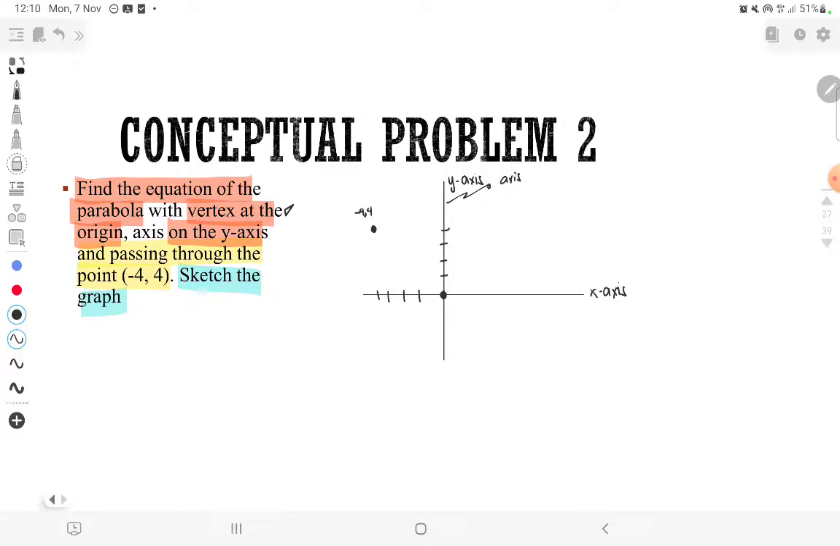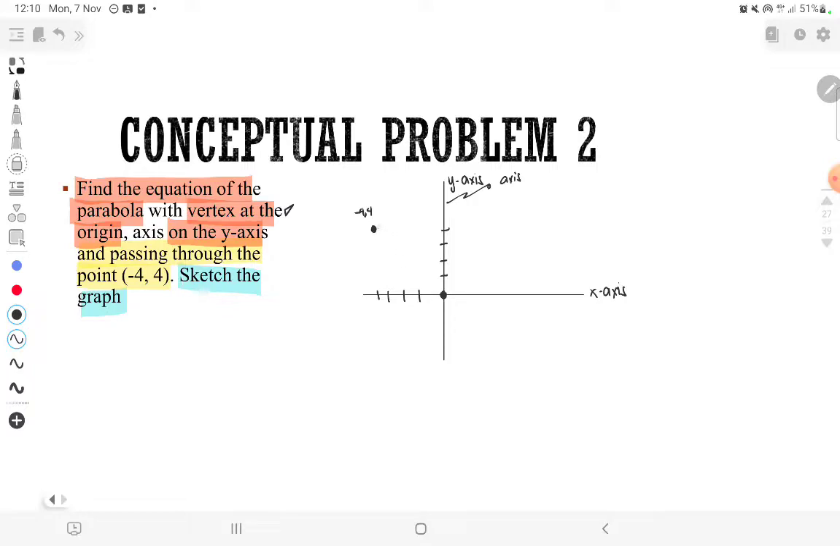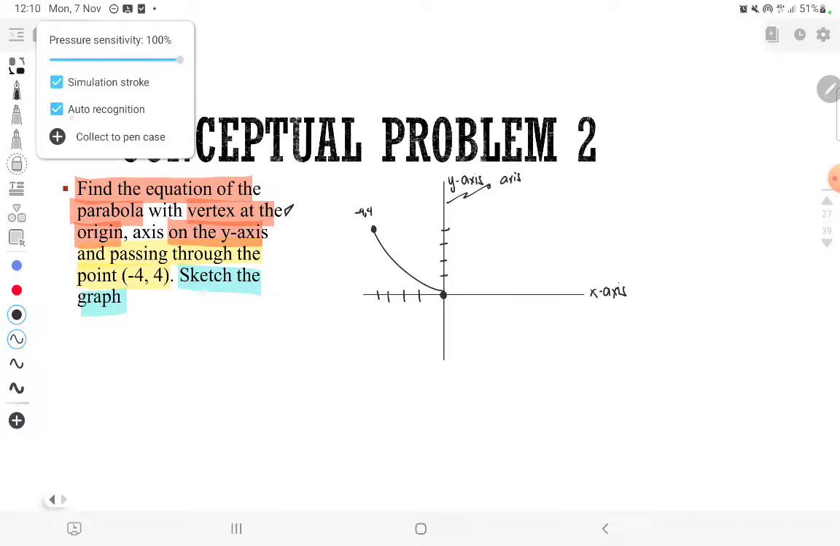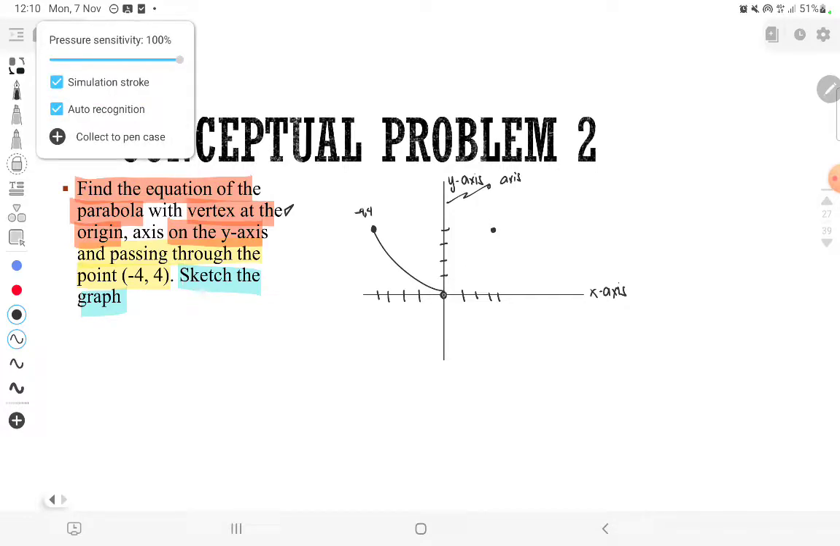Now we have our point, and of course since our parabola will pass through that point, we may consider that our parabola is opening upward. Since it is at (-4, 4) and our vertex is at (0, 0), we may also say that by its reflection property, the parabola also has a point at (4, 4). It would reflect, right? Because that is a conic section.